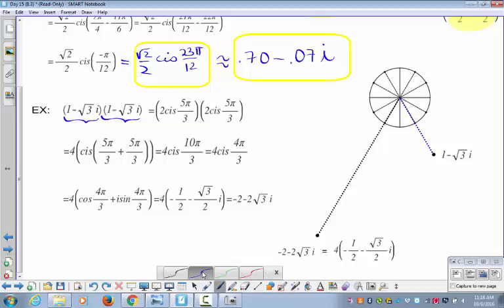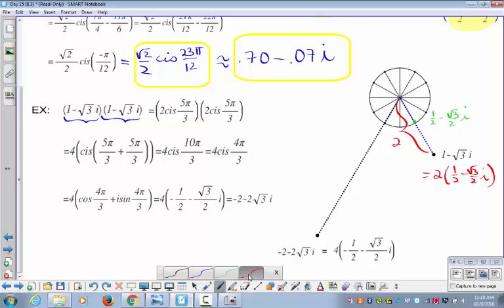And we have to ask ourselves, what do we multiply this by? This point right here is 1/2 minus root 3 over 2 i. What are we going to multiply that by to get 1 minus root 3i? Multiply it by 2. So this distance right here is 2. All right, so this is 2 times the unit circle number.